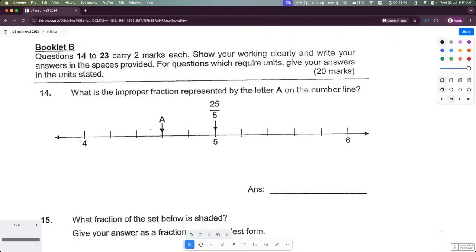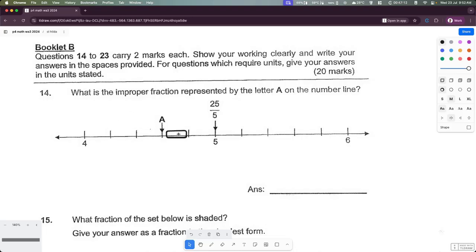So we come to booklet B. Booklet B over here says question 14, what is the improper fraction represented by the letter A on a number line over here? We have 4, 5, and 6. I think this is a very big hint. Someone added it in, but never mind. What we can do is get the number of gaps between 4 to 5. So we have 1 gap, 2 gap, 3 gap, 4 gap, and 5.